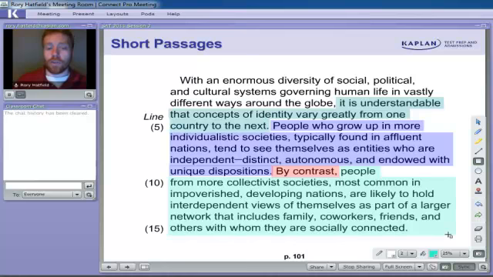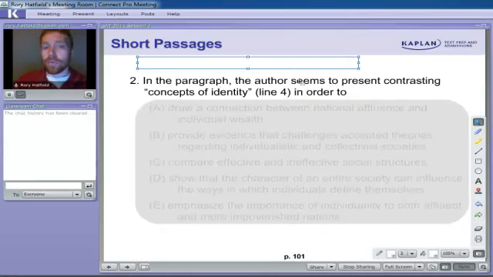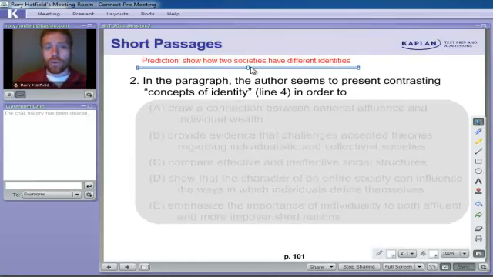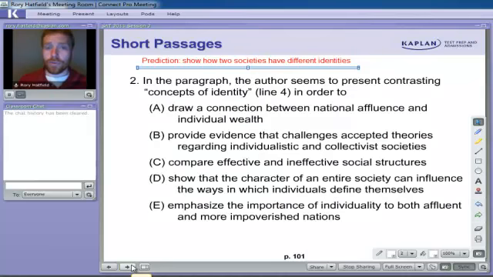Now, leading to that prediction, not only are they pulling the information straight from the passage, but they are given a heads up by that word, by contrast. So a great prediction would be maybe to contrast both societies, or to show how the two societies have different identities. With a toughly worded question like number 2, we're going to see that prediction has nothing to do with answer choices A, B, C, and E. It doesn't talk about a connection between wealth or challenging theories or even what's an effective social structure. You'll see that B certainly matches how society influences character. It's the only one that talks about identities of societies, and D is it.